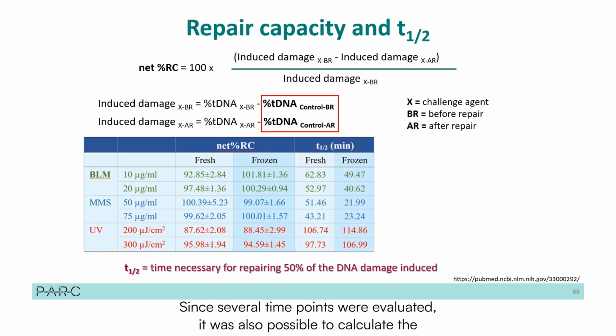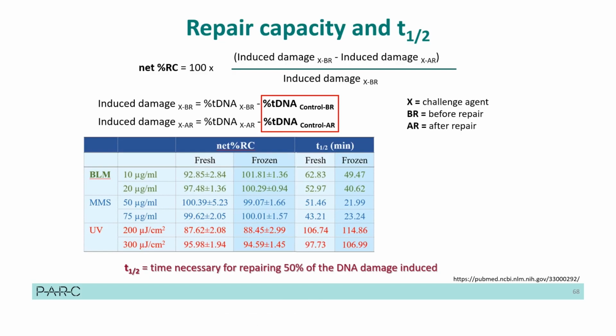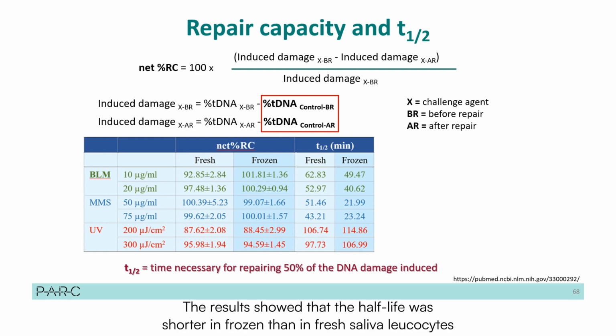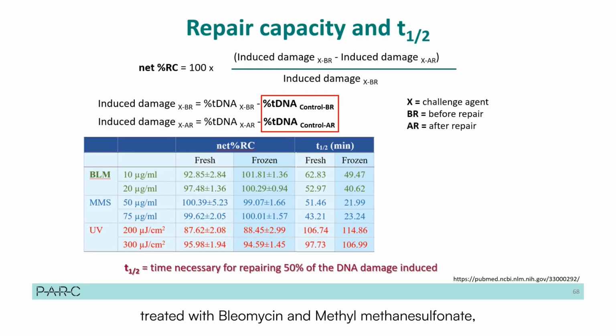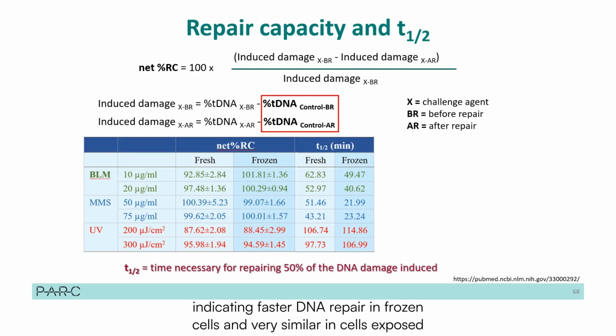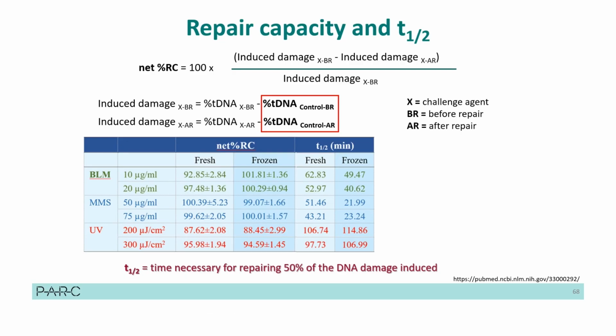Since several time points were evaluated, it was also possible to calculate the half-life, which is the time necessary for repairing half of the DNA damage induced. The results showed that the half-life was shorter in frozen than in fresh saliva leukocytes treated with bleomycin and methylmethane sulfonate, indicating faster DNA repair in frozen cells, and very similar in cells exposed to UV radiation.